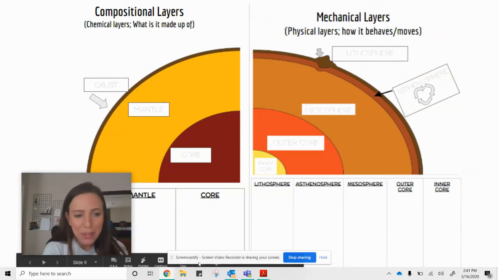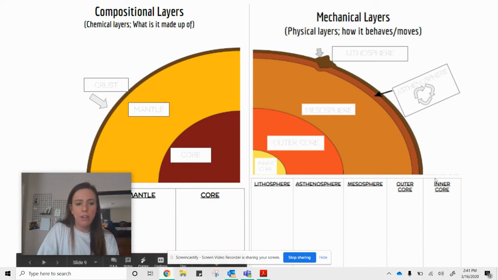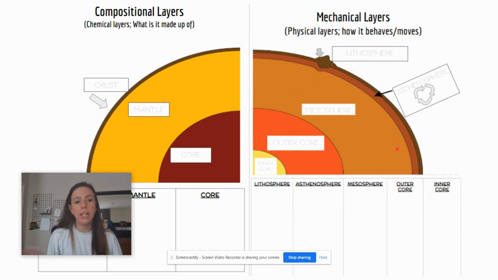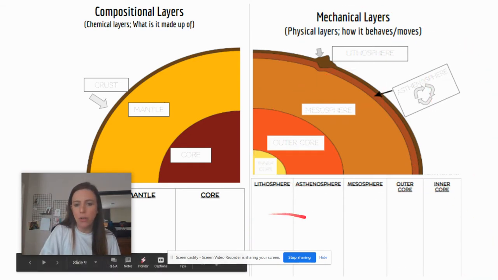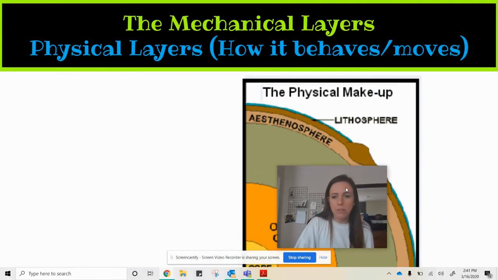Hey guys, so in this video we're going to be talking about the mechanical layers of the Earth, and we're going to be filling out this part right here. So you can have this out in front of you if you would like to, otherwise you don't have to, and we'll be filling them out right in this section.